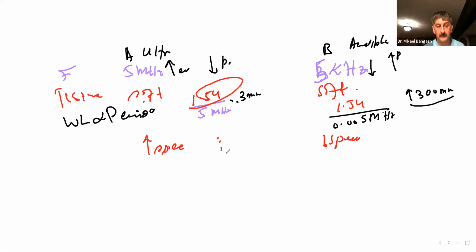Or the speed will be the same as 1.54 millimeters per, meters per second, sorry. I'm sorry, 1,540 meters per second, or 1.54 millimeters per microsecond. Because the tissue is the same, the frequency, the wavelength, period, power, intensity, all these don't really make any difference.